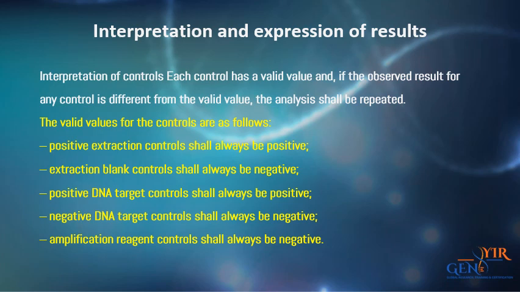Positive DNA target controls shall always be positive. Negative DNA target controls shall always be negative. Amplification reagent controls shall always be negative. PCR inhibition controls shall not show significant inhibitory effects on the reaction. For qualitative analysis, the effect of inhibition may be less important than for quantitative analysis.